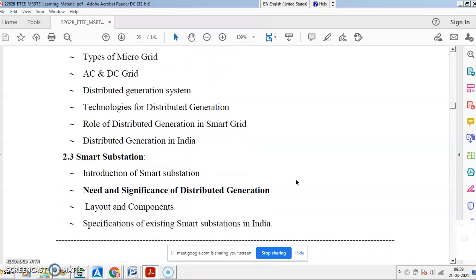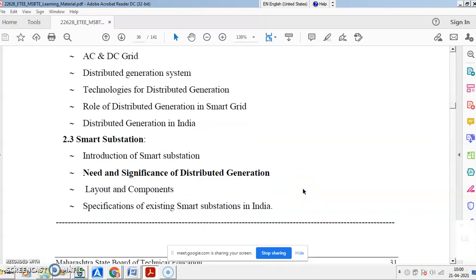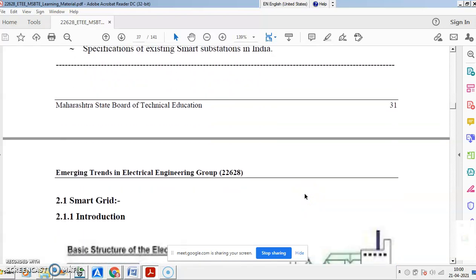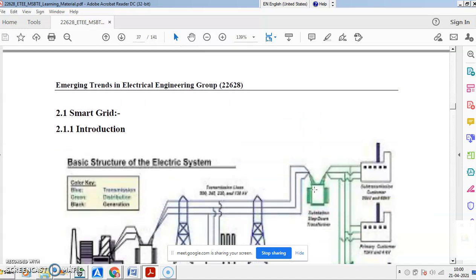Then smart grid substation, introduction to smart grid substation, need and significance of distributed generation, layout and components, specifications of existing smart grid substations in India. So these points we have to discuss in the smart grid section. So let us see what is smart grid.